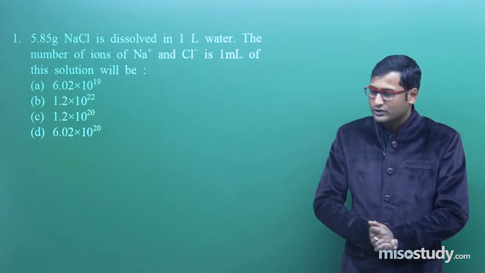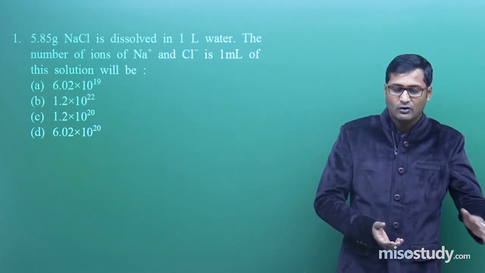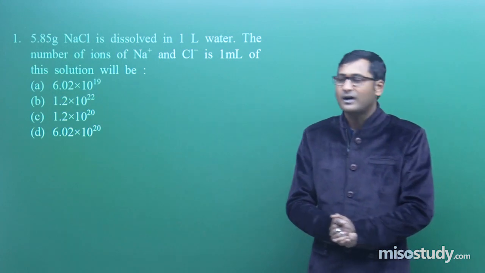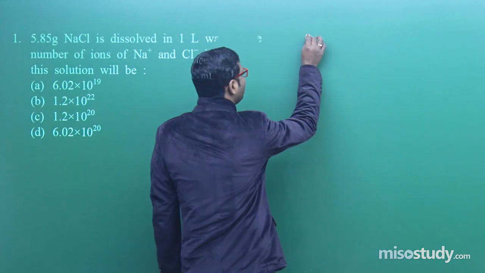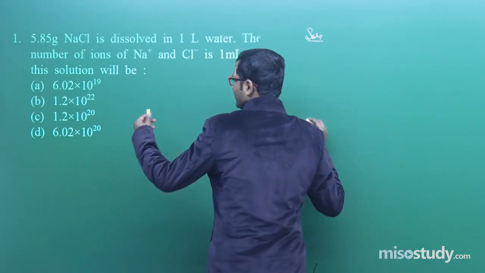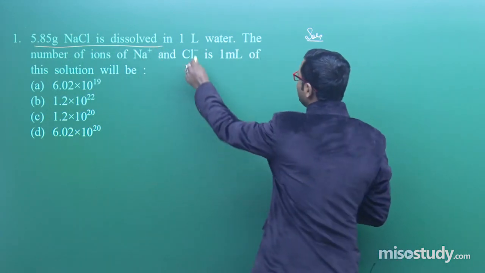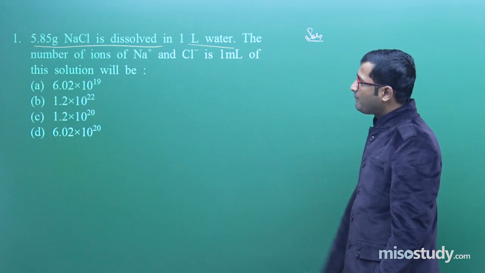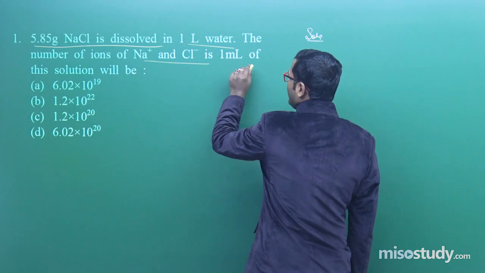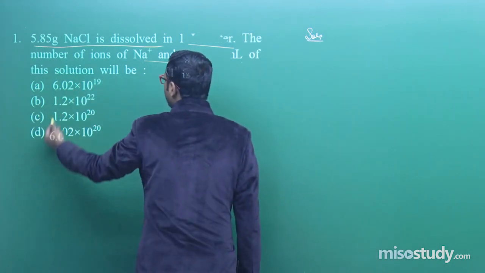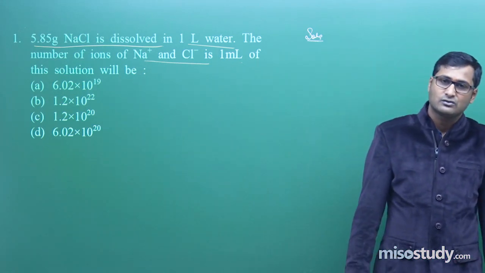I'm starting with the first question. Read the question carefully, what is given here. I have taken not very tough and not very simple, moderate level questions. Question number 1: 5.85 gram of NaCl is dissolved in 1 liter water. The number of Na plus and Cl minus ions in 1 ml of this solution will be. That means we have to find the number of ions present in 1 ml of this solution. This is a simple question.